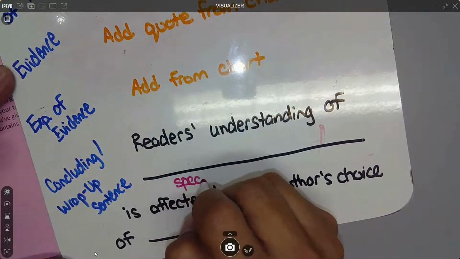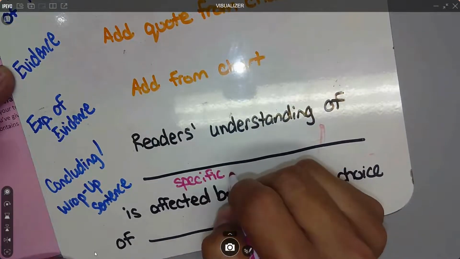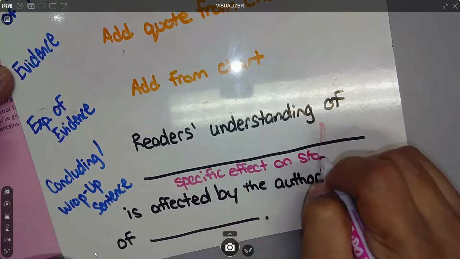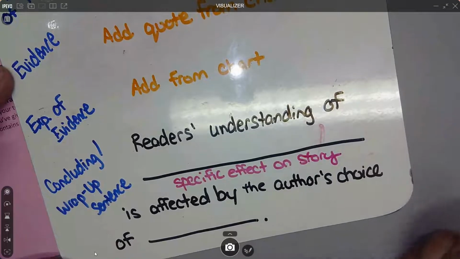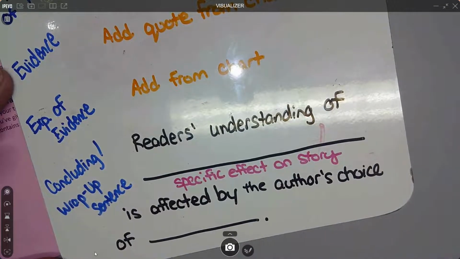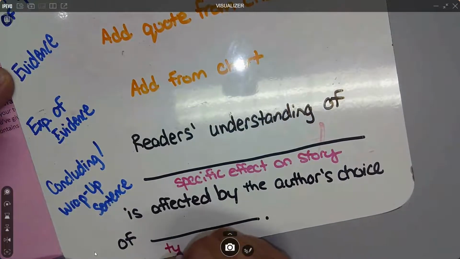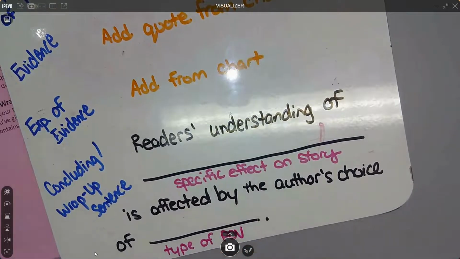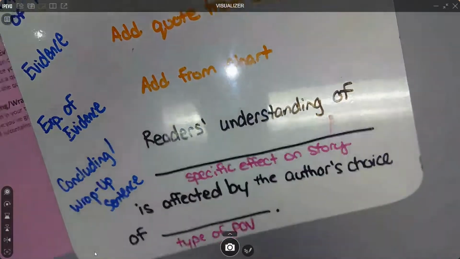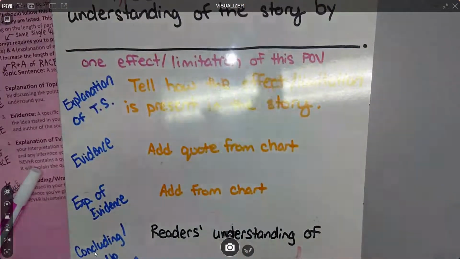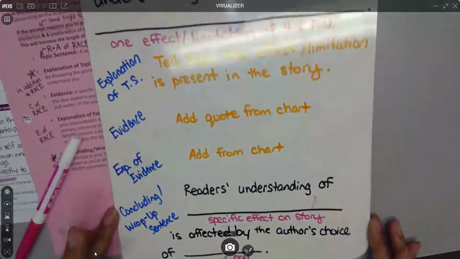So this is the specific effect on the story. For example, readers' understanding of why the townspeople are upset is affected by the author's choice of third-person limited point of view. So this is where we have our type of point of view. Okay, and so that's how you could go about writing that paragraph if you are not sure how to get started.